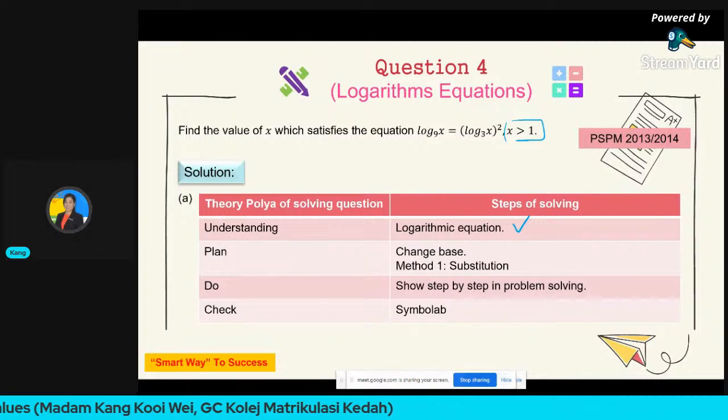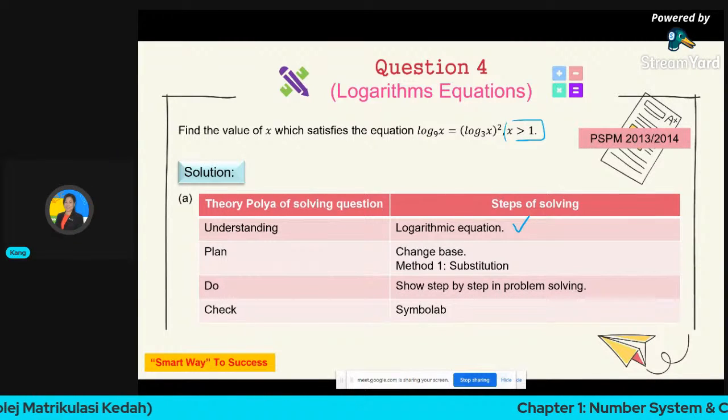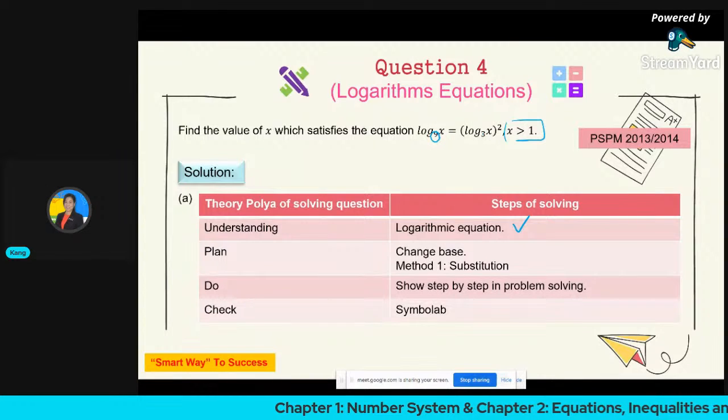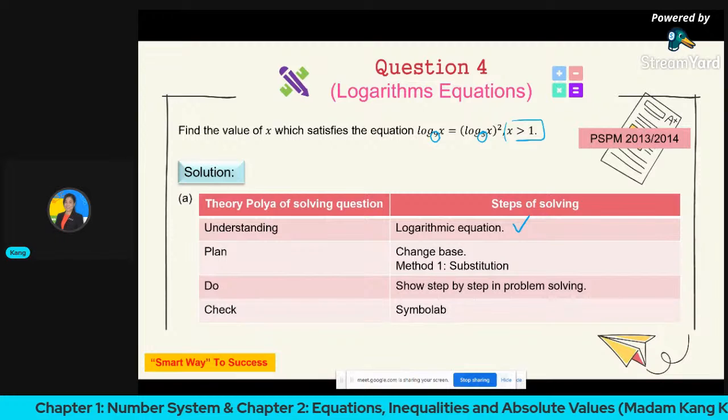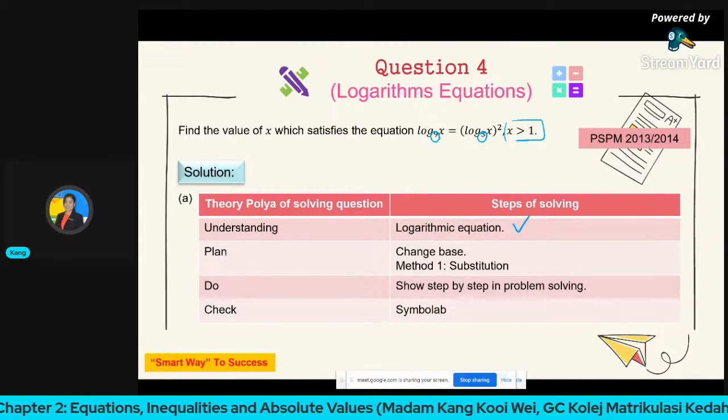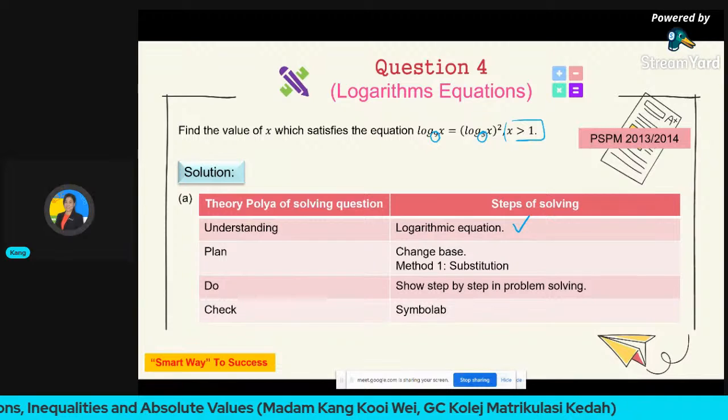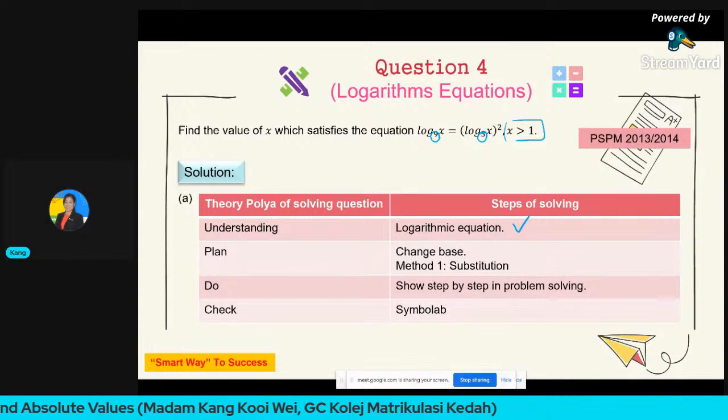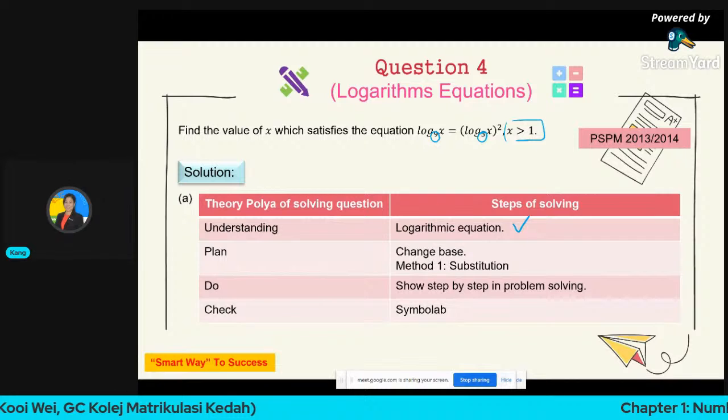Okay, already studied the question. Now we need to plan. Choose the correct method to solve it. Change the base because we have different bases. One is base 9, another one is base 3. So we need to change the base. Then we use the substitution method to solve it. After that, we show our steps one by one. Don't jump the step. Remember, don't jump the step. Then we use Symbolab for checking.